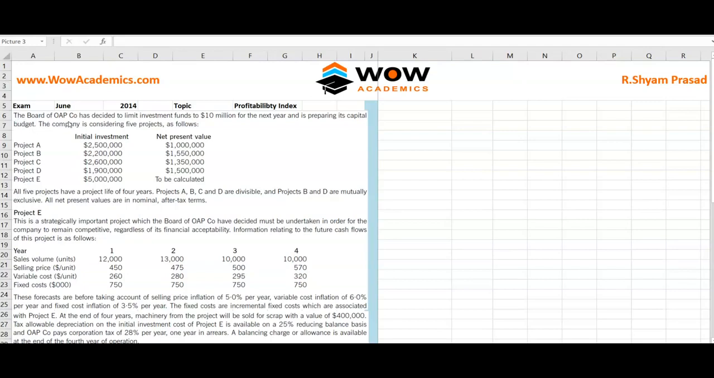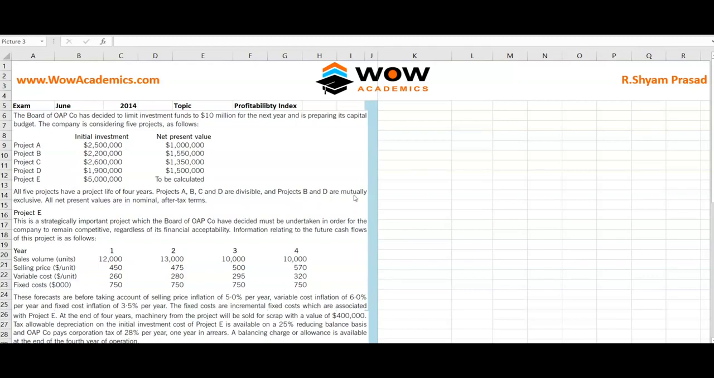The board of O has decided to limit investment funds to 10 million for the next year and is preparing its capital budget. The company is considering 5 projects as follows. So they have listed out project A, B, C, D and their investment, their NPV. All 5 projects have a project life of 4 years. Project A, B, C, D are divisible, so you can even invest in a proportionate manner.